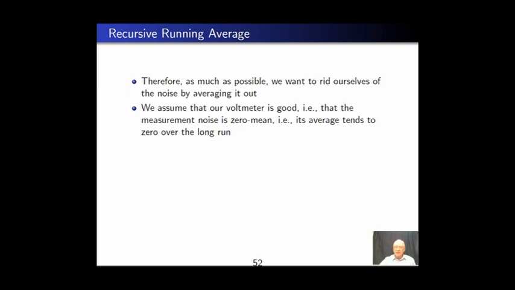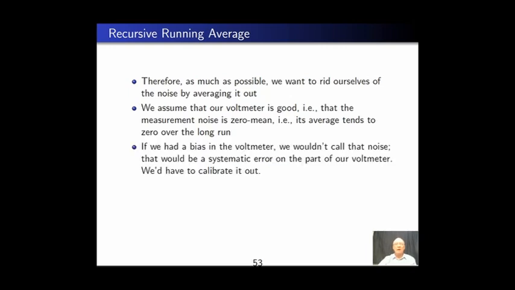We assume the voltmeter is good. It's not biased, right? So the noise should tend to zero in the long run. And if we did have a bias, we wouldn't call that noise, of course. We'd have a systematic error, and we'd have to calibrate it out. But noise can't be calibrated out. It must be averaged or filtered out over time. Noise is completely unpredictable, so we have to try to average it out where we can. And that's what a filter is. It's a kind of averaging process.